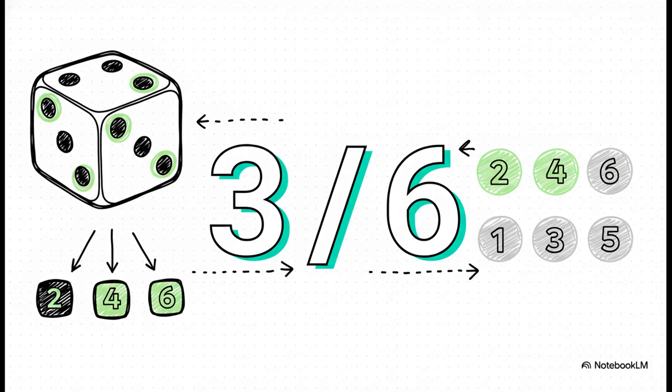Okay, let's take a regular old 6-sided die. What's the probability of rolling an even number? Well, first, how many possible outcomes are there? 6, right? 1 through 6. And how many of those outcomes are the ones we want, the favorable ones? That would be 2, 4, and 6. So that's 3 favorable outcomes out of a total of 6.